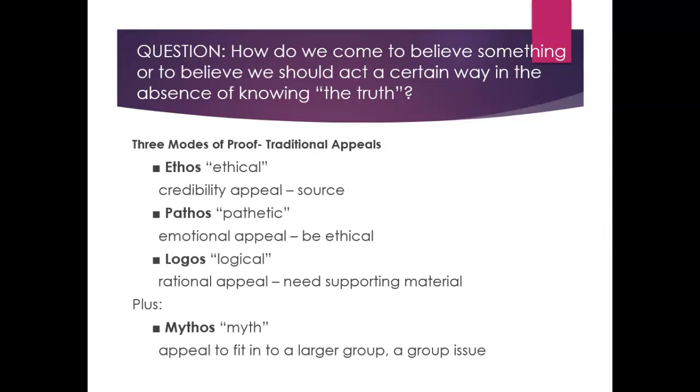So he based this on three modes of truth, or three modes of proof. And we're going to call those the traditional appeals. The first one is ethos. That's based on ethical. That's source credibility. That's your credibility appeal. So that's actually you. Source, the source of the credibility. Pathos, pathetic. That's the emotional appeal. And with this, we need to make sure we're ethical with this.